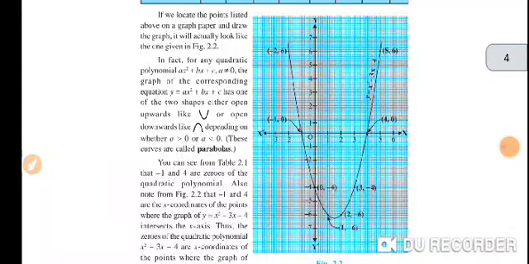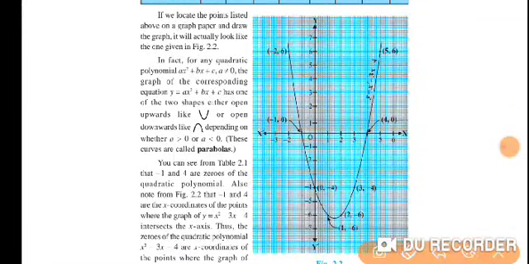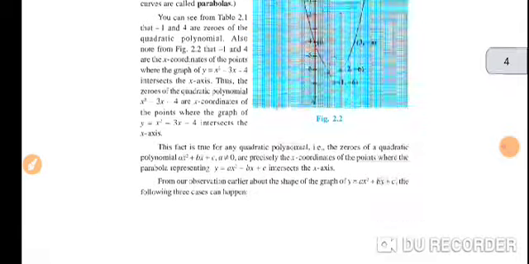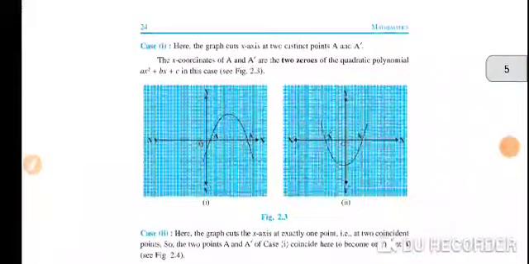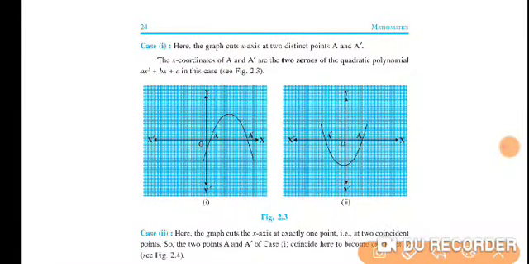This particular graph is of which polynomial? x square minus 3x minus 4. So in it, what is the coefficient of x square? Positive 1. So you got an upward U. But if you take the next graph which is given over here, okay, here, this is an example.